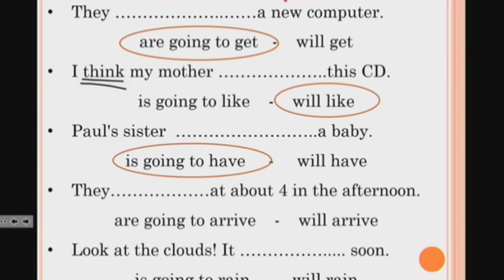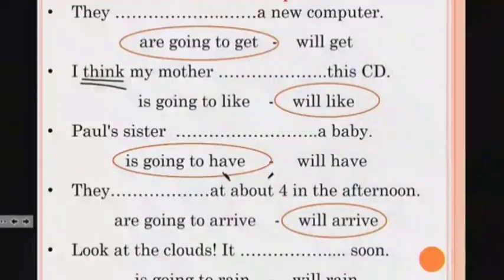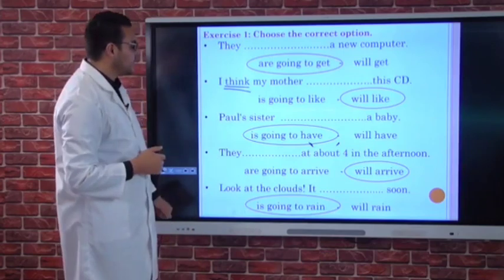They are going to arrive or they will arrive about. In here we have about, which means we are not sure. It's about four o'clock. And we say they will arrive. We are not sure. The last one, look at the clouds. I see clouds up in the sky. Look at the clouds. It is going to rain or it will rain soon. If I say, look at the clouds, it's going to rain, because I see some clouds up in the sky.